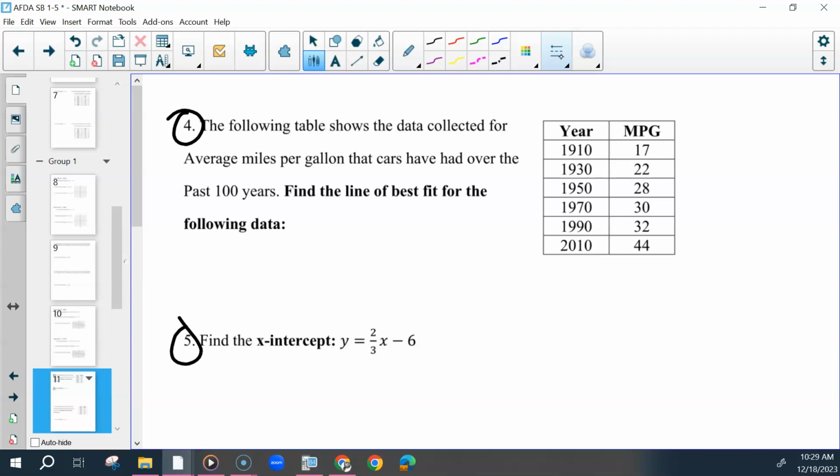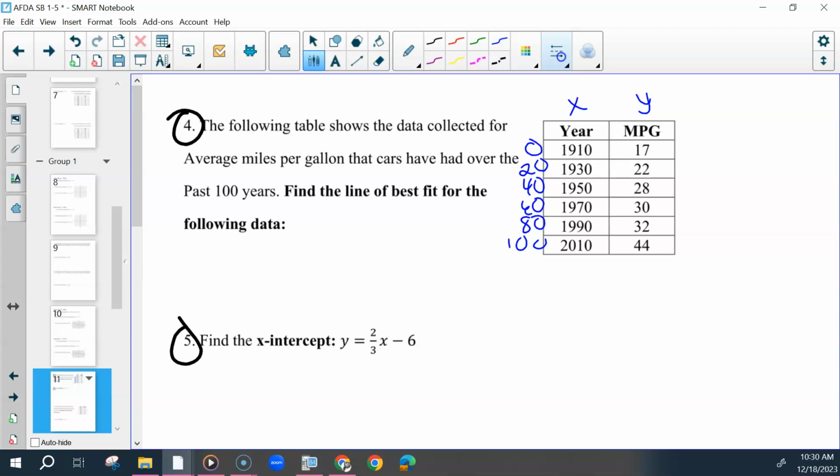For number 4, this is going back to a few units ago, line of estimate stuff. The miles per gallon would depend on the year. So this is your X, this is your Y. Change all of your years to, first one is 0. Every year after that is how many years has it been since. So 20, 40, 60, 80, 100.